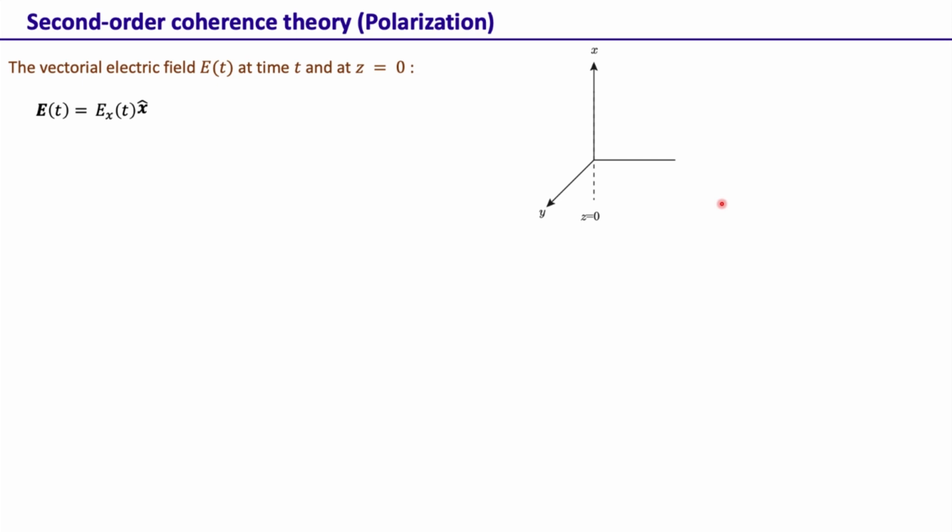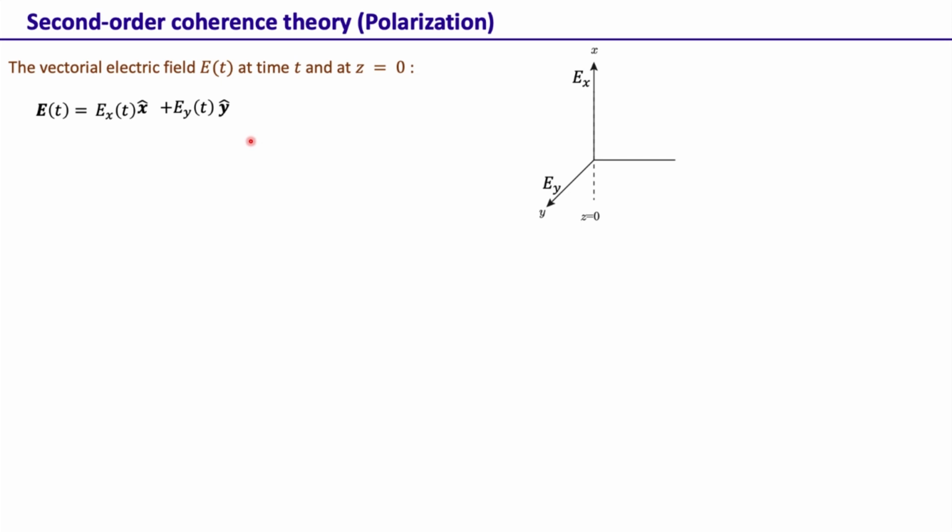But in general, the electric field is a two-dimensional vector. So if we write the general electric field, it is of this form. E of t has a component in the x direction, which we call E subscript x of t, and a component in the y direction, which is E subscript y of t. So that's the general two-dimensional vectorial electric field that we have over here.